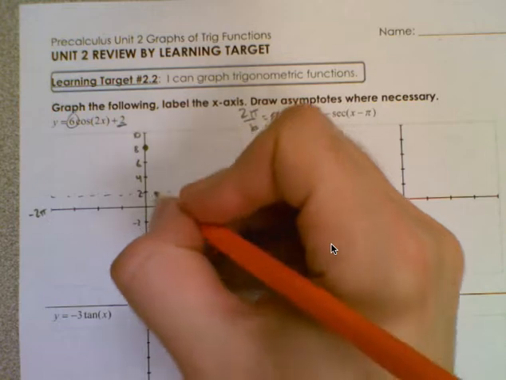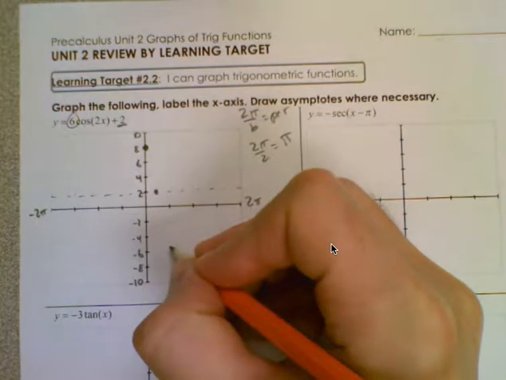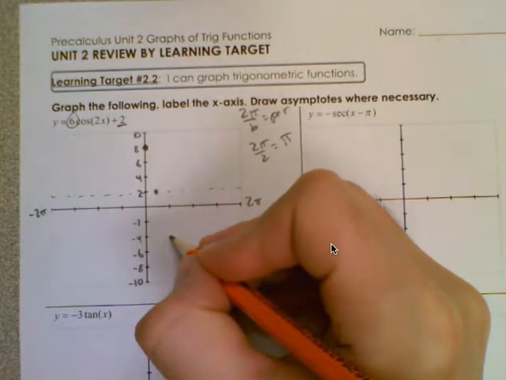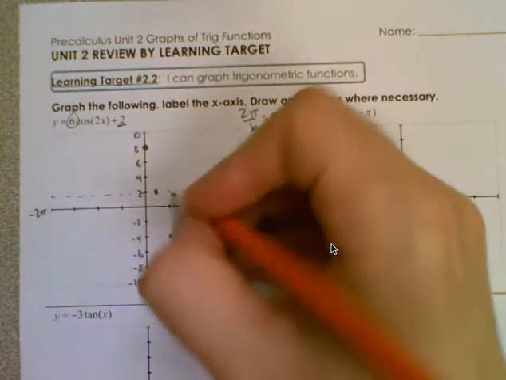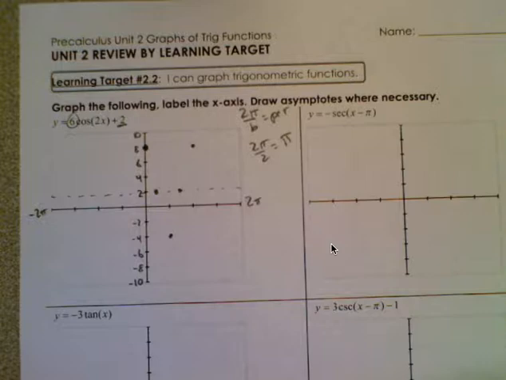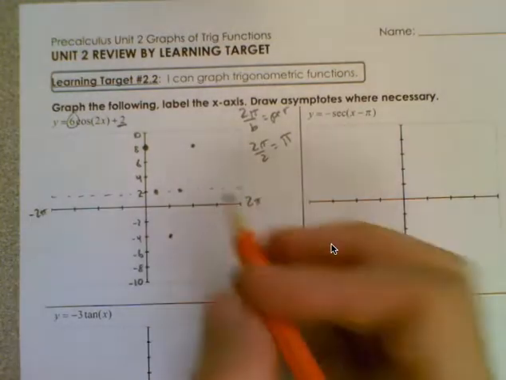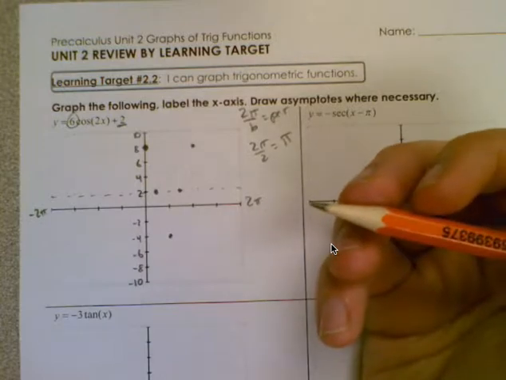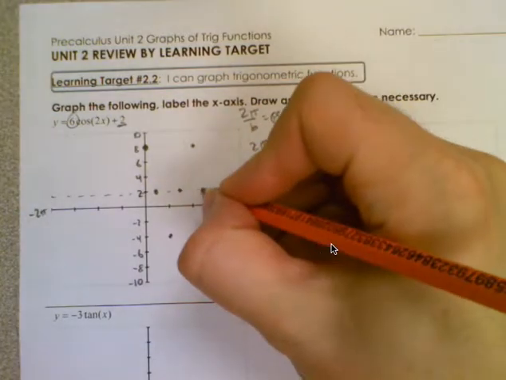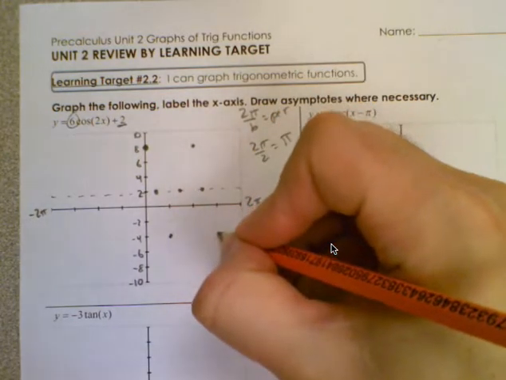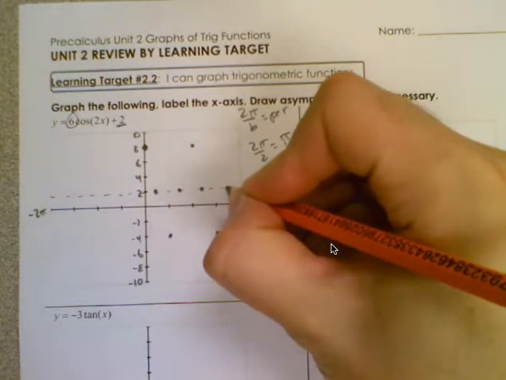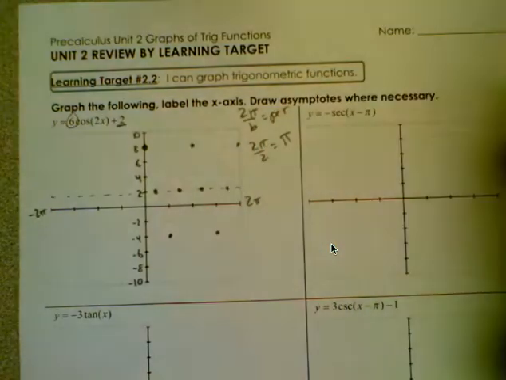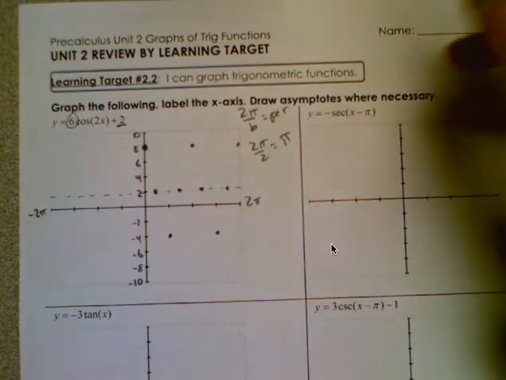So if I go every half tick mark, I'll have to go down 6 to here, up 6 to here, up 6 to there. And you'll notice that by going every half tick mark that I've done 1 full cycle in pi, so that means I'd get 2 full cycles within 2 pi, which is what was desired. So down 6, up 6, up 6. And this is all I'm going to draw for this one.